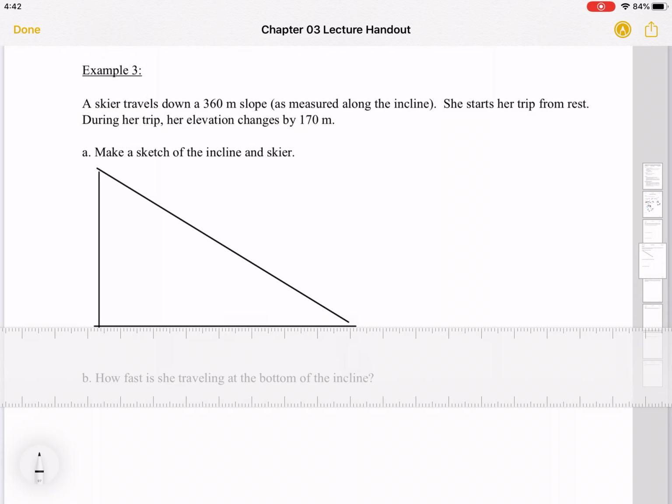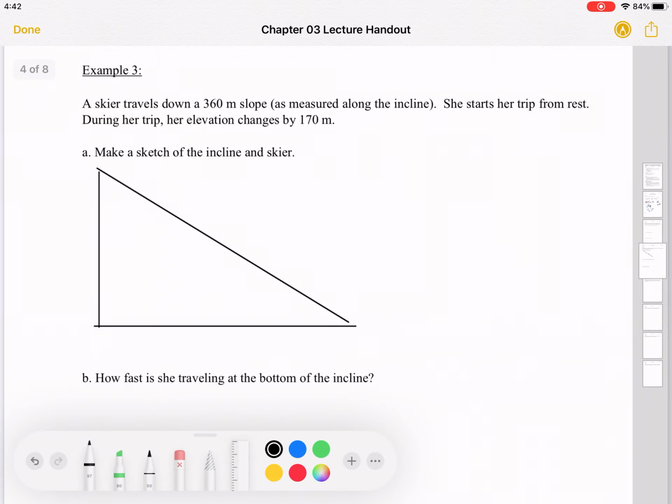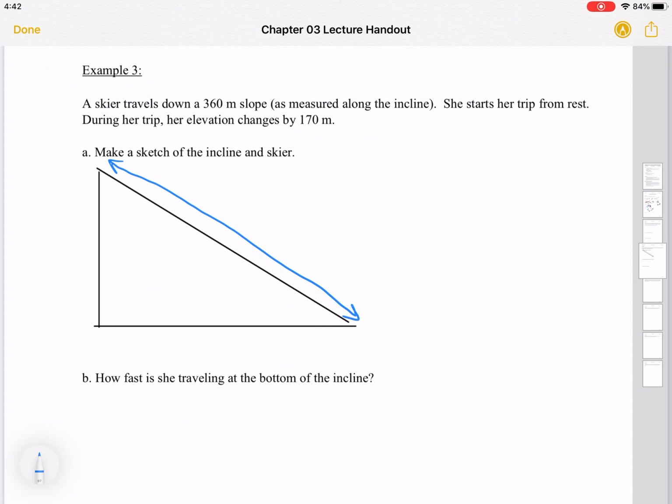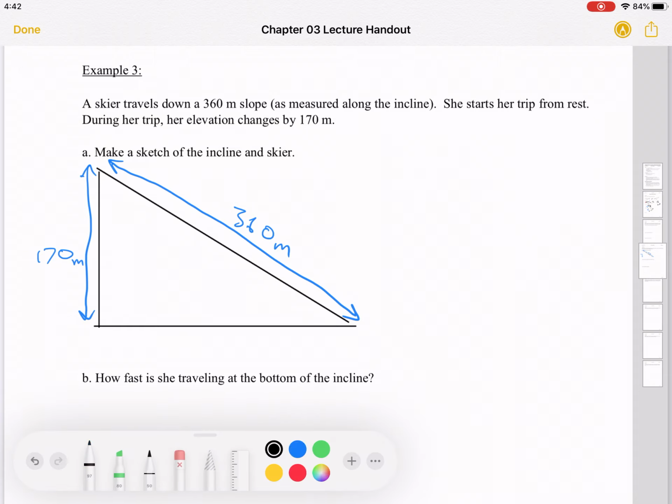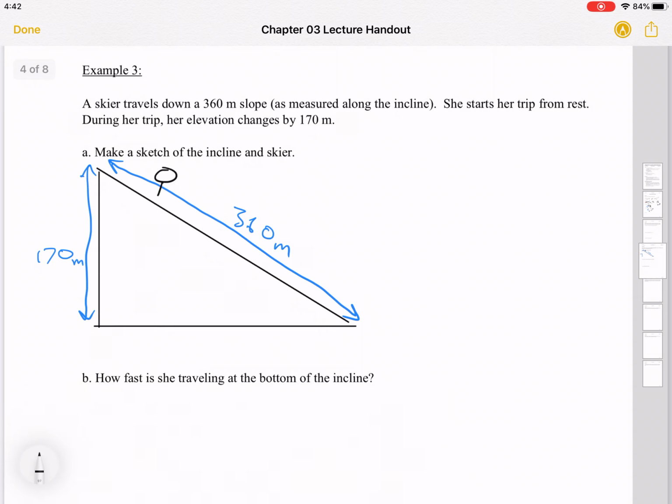So there's a decent triangle, right? And the distance along the slope is 360 meters. And the elevation change is 170 meters. Okay, and we've got a skier going down the slope. How do you draw a skier? Perfect. Maybe both hands going this way and like a pole. Perfect. Great. Okay, there's our skier.